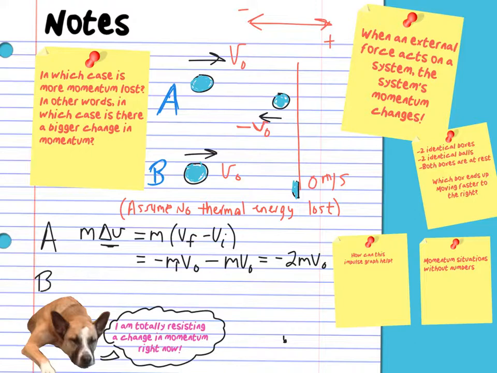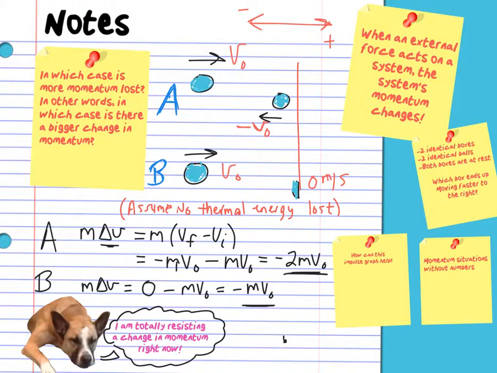Okay, now for B, in situation B, what would its change in momentum be? Well, what's its final momentum? It's not moving, so the final momentum would be 0. Minus, what's its initial momentum? The same as in A, mv naught. So what would the total change in momentum be? Oh, that would be only negative mv naught. So when looking at the magnitudes, ball A had a greater change in momentum, or twice the change in momentum that ball B did.